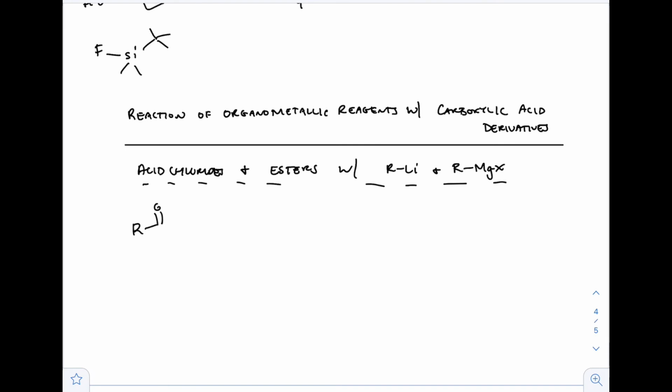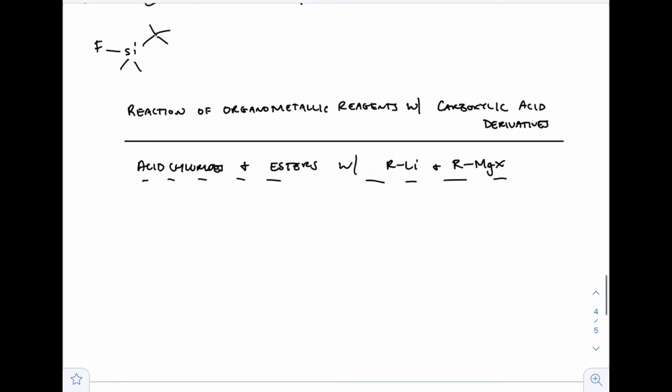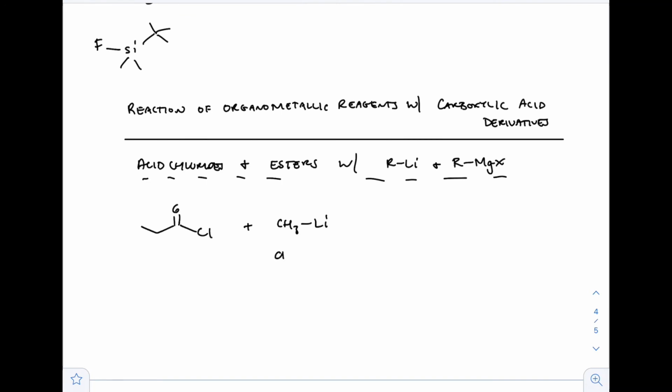Okay, so let me do a not generic version of this. So we have an acid chloride and we react with methyl lithium. Okay, now of course insert R group, right? You have your imagination. Think about whatever you would want to put on there and then throw it on there because they're pretty versatile.